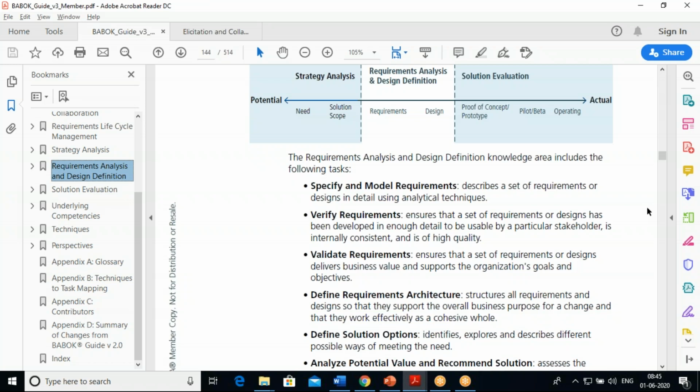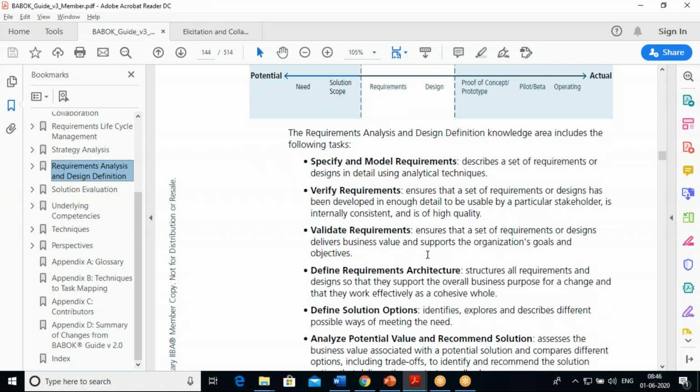Verify means whether the concerning stakeholder actually wants it. That internally he proposes, okay, I want this. So you'll understand that the stakeholder really requires it or not. And also you have to understand these requirements are consistent and of high quality. We will understand it.